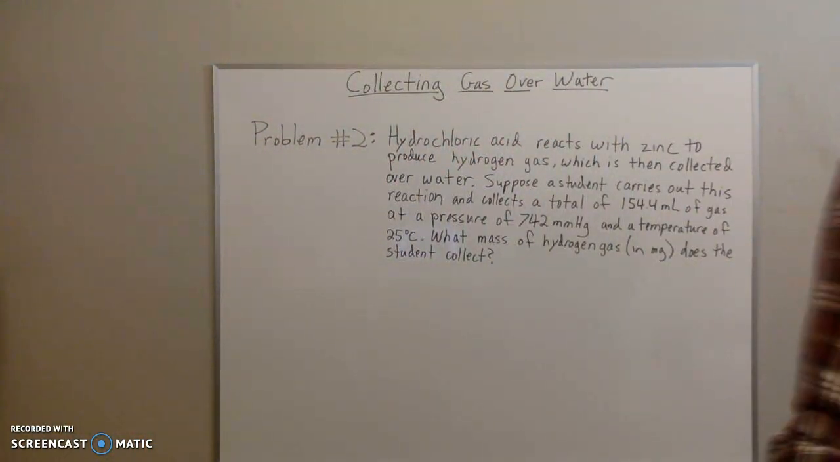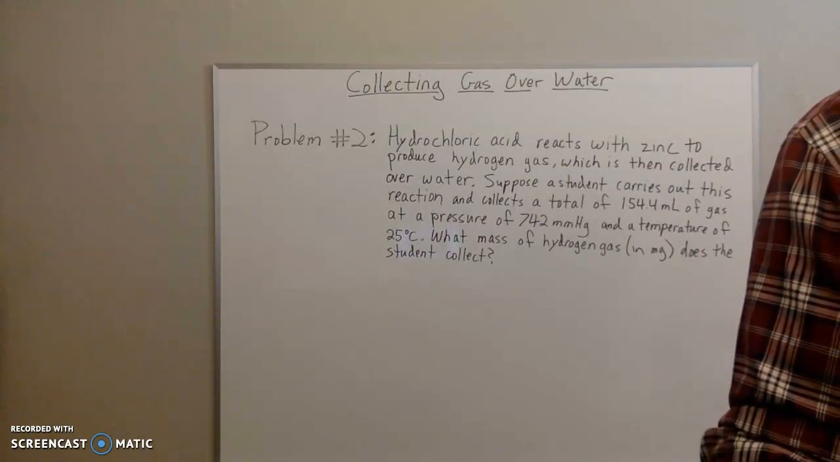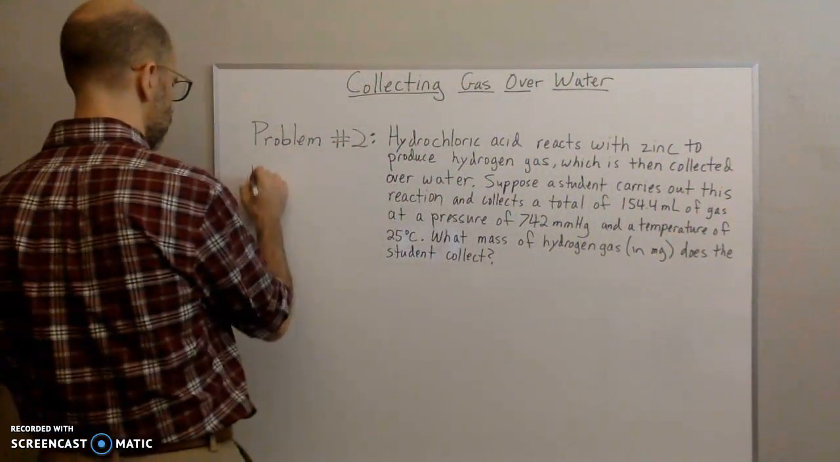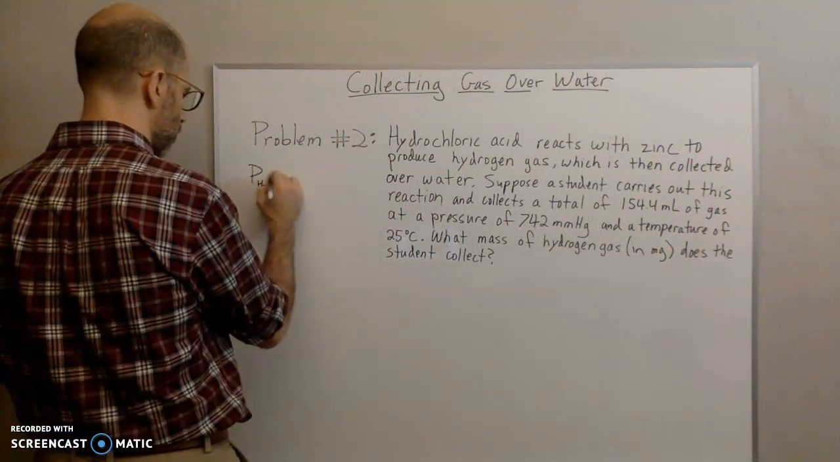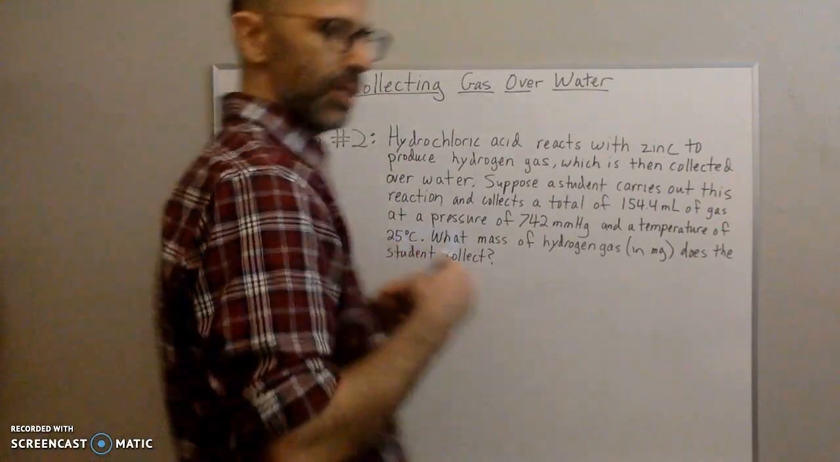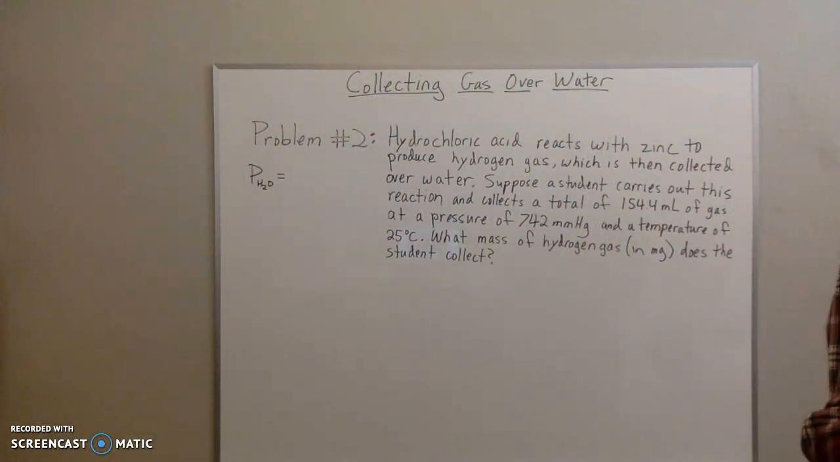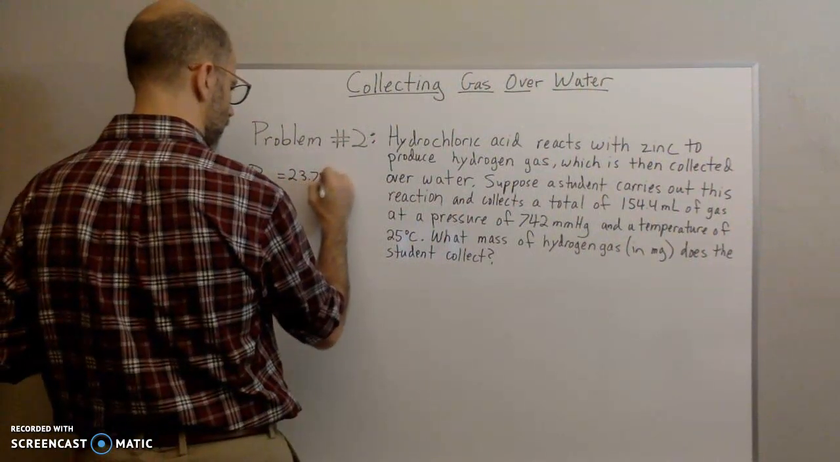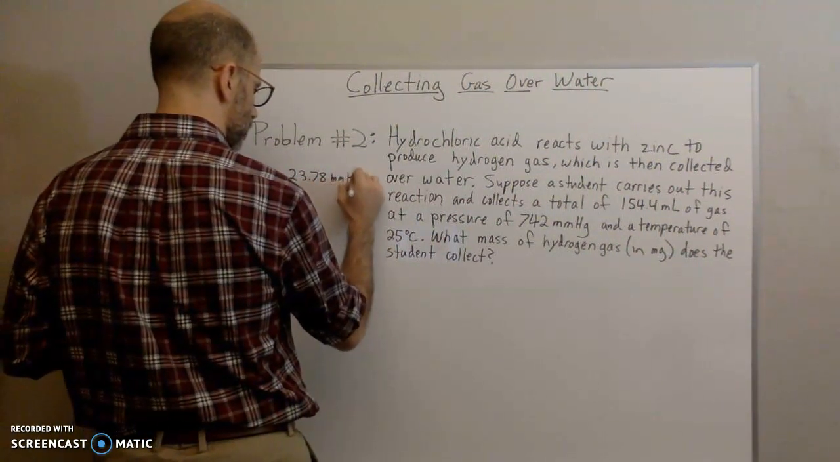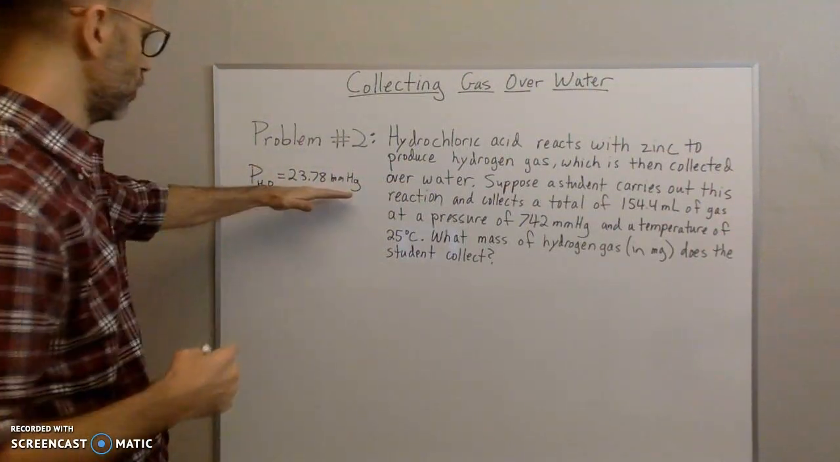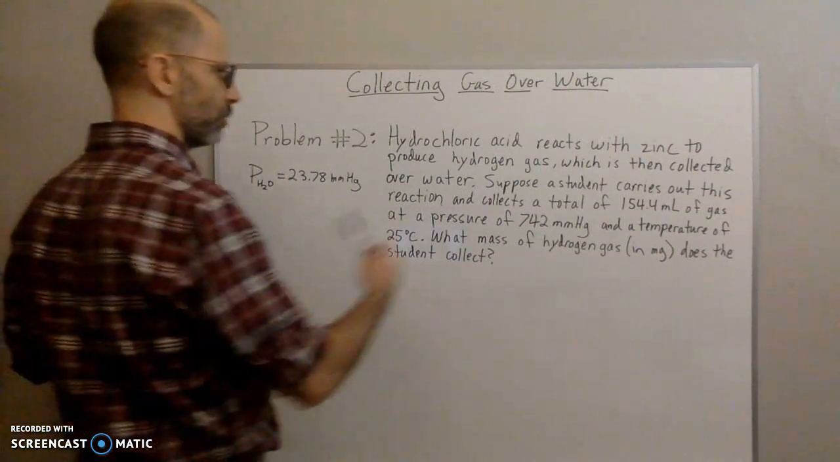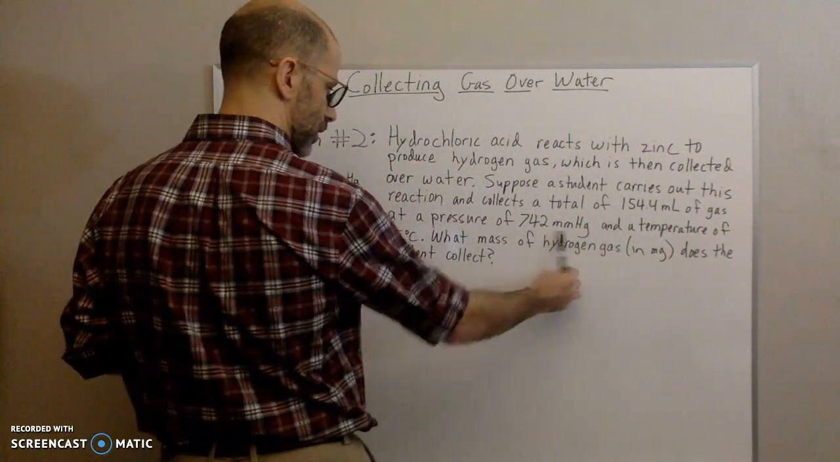At 25 degrees Celsius, the partial pressure of water is 23.78 millimeters of mercury. So I have to subtract that out from the total pressure collected here.